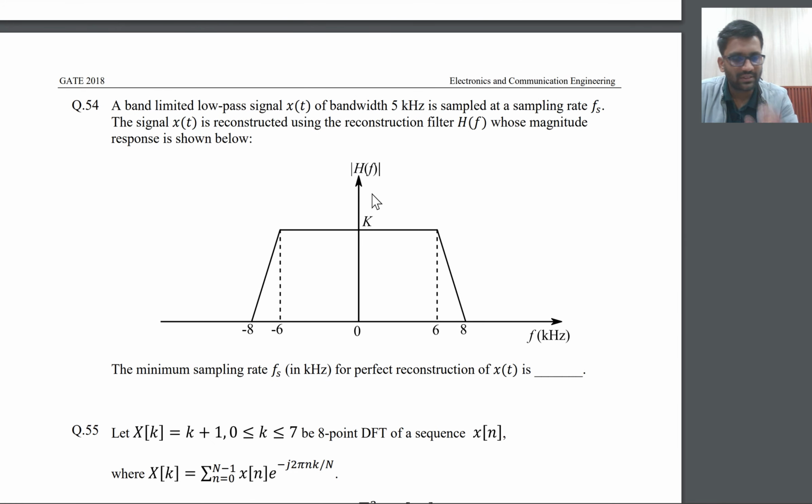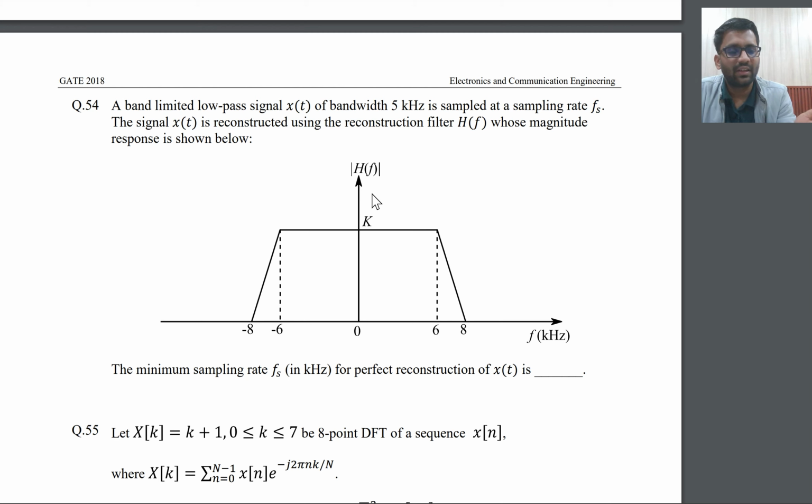Now, this question feels like it is from communication systems. But just read the statement. You can solve this question with the concept of signals and systems as well. Every single thing you know about it. Just read the question. A signal is band limited to 5 kilohertz. You can draw the diagram, right? Then the sampling rate is fs. Then you can draw the diagram of a sampled signal as well.